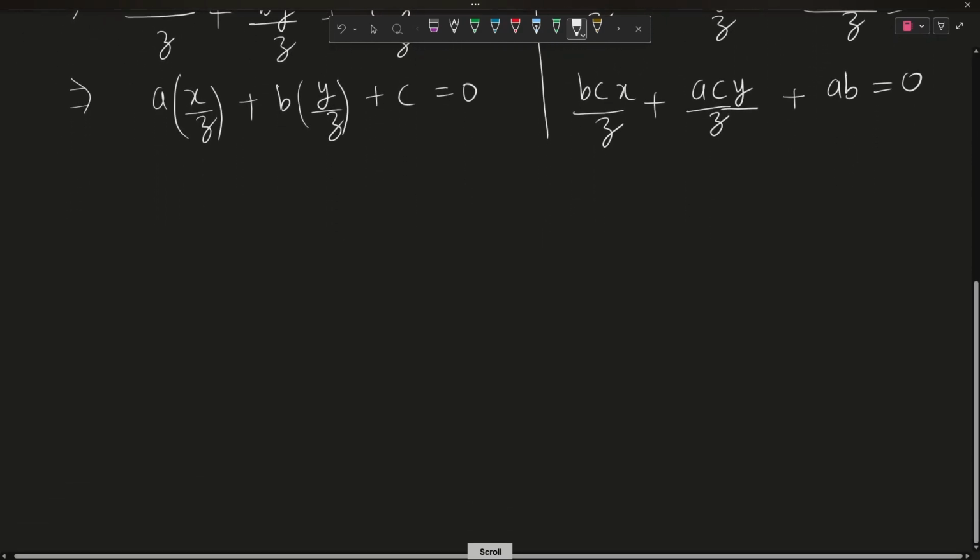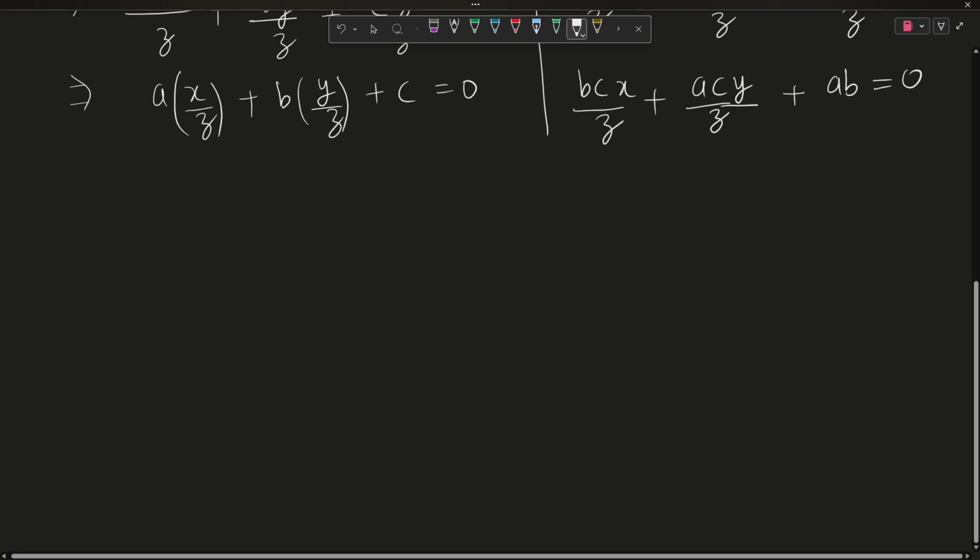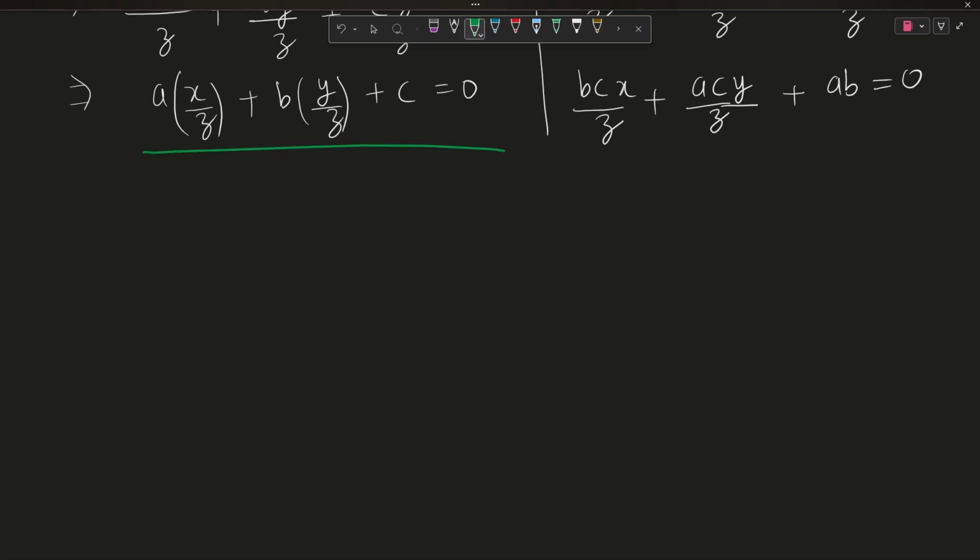Now these two equations have transformed into two variables, which are x upon z and y upon z. Yes, I know there are three variables in it, but we have transformed it in the form of a two variable problem, and it can be solved using the cross multiplication method.